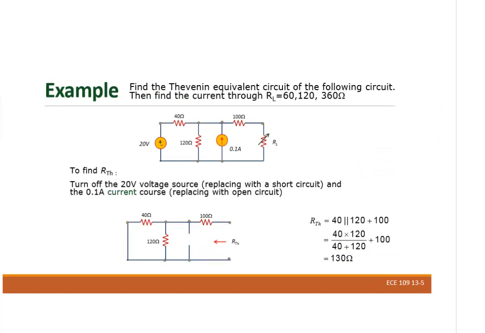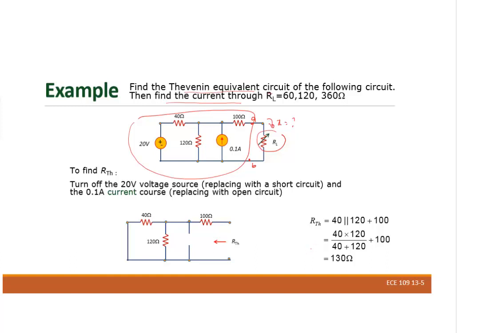Okay, first example, there are no dependent sources, so we have only independent sources. This is the RL here. The question is: using the Thevenin equivalent circuit for the following circuit, find the current through RL. So basically, with A and B here, we're gonna represent this box as one voltage source VTH and one series resistor.